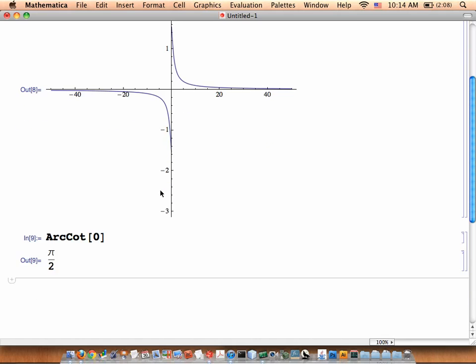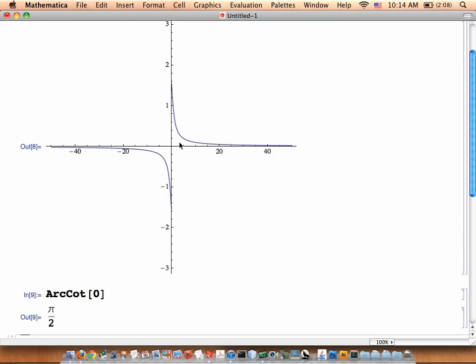So the range for this problem is going to go from negative pi over 2 to 0, but it doesn't include 0. Negative pi over 2 to 0, union 0 to pi over 2. That's the range of the function.